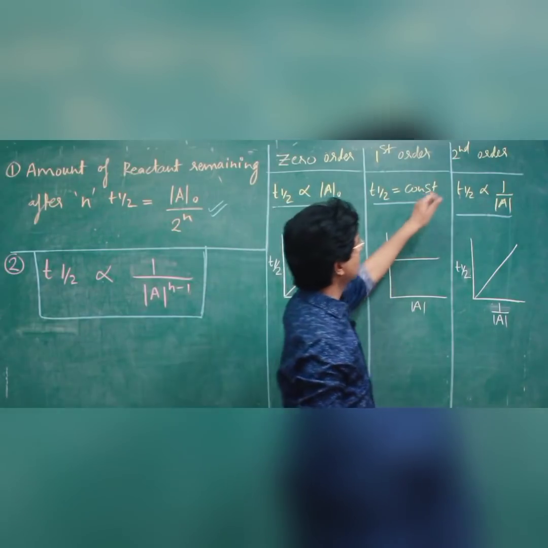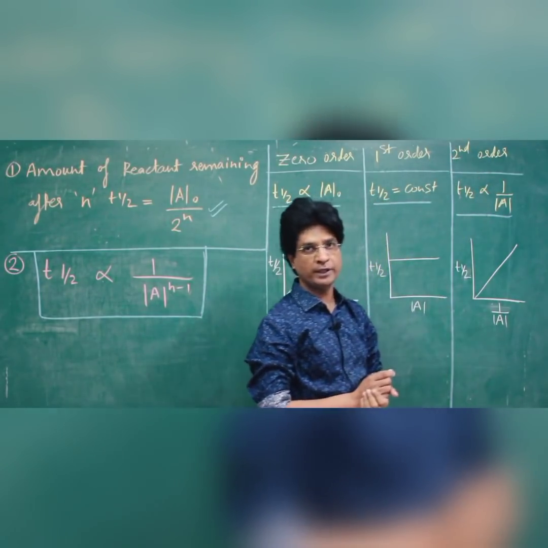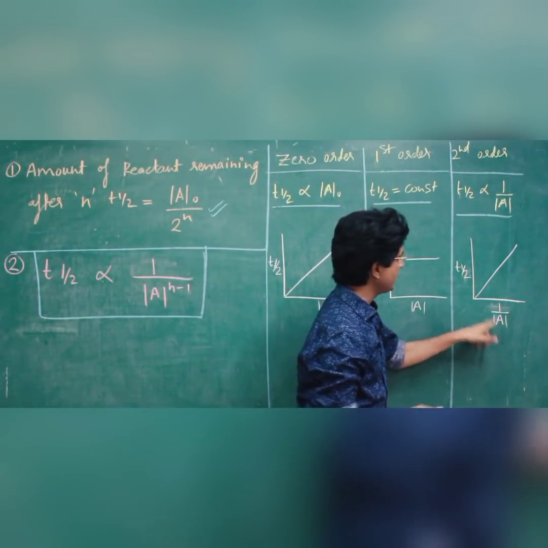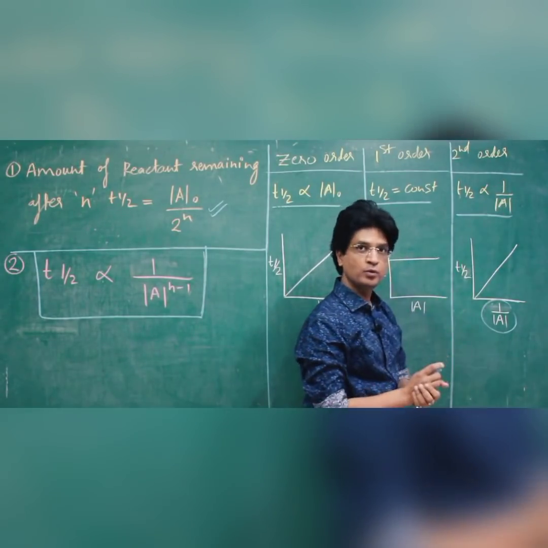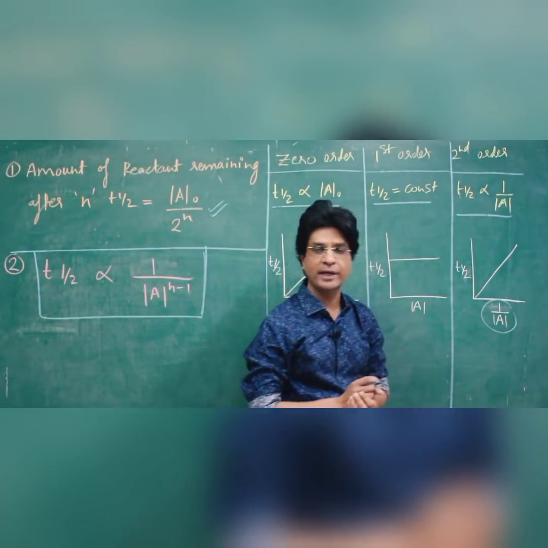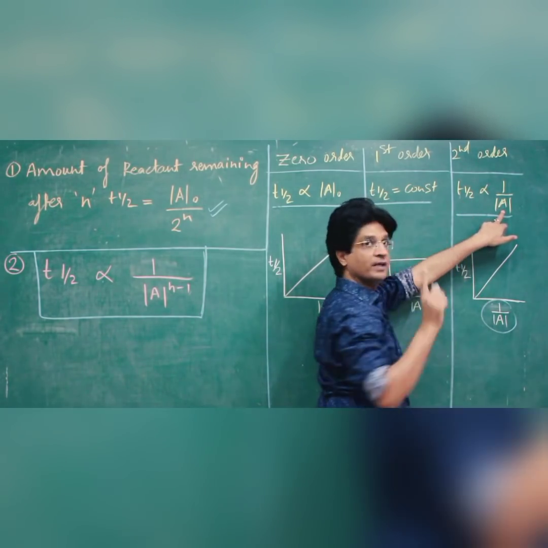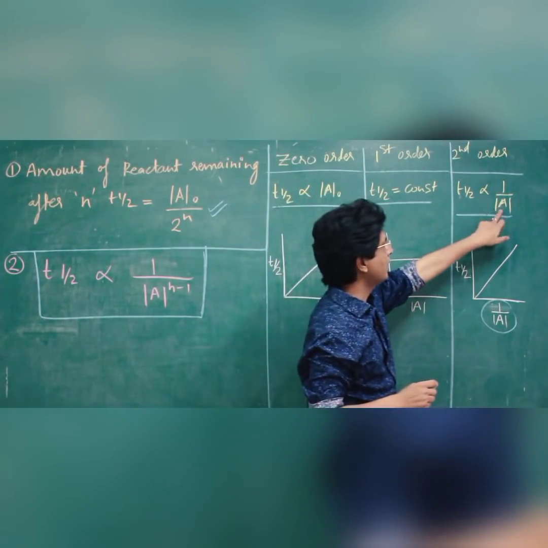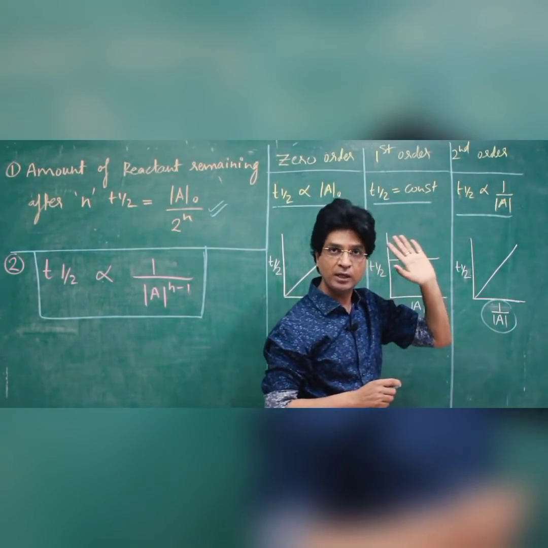Now for second order reaction, T half is inversely proportional to the initial amount taken. If you plot this, T half here, 1 by A here, remember this is 1 by A, and it will be a straight line passing through origin. The crucial thing to be noted about the second order reaction is that more is the amount, less will be the half-life. It sounds a bit abnormal, but this is fact. It is inversely proportional to the initial amount.